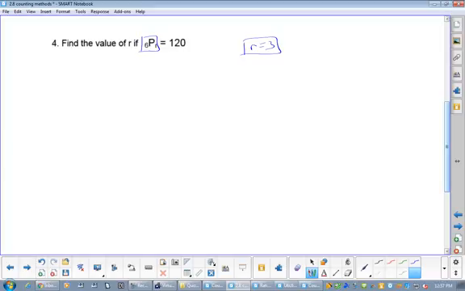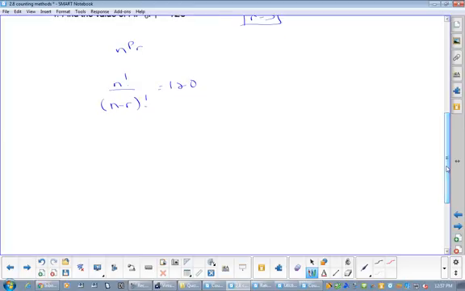6PR, just so you know, this is called nPr. That's the way it is on your formula sheet, nPr. And that's n factorial over n minus r factorial equals 120. Because what if they gave it to you like this, and they said, what would the answer to this be? Would you know that that's 6PR? Maybe you don't know that, but it's on your formula sheet.